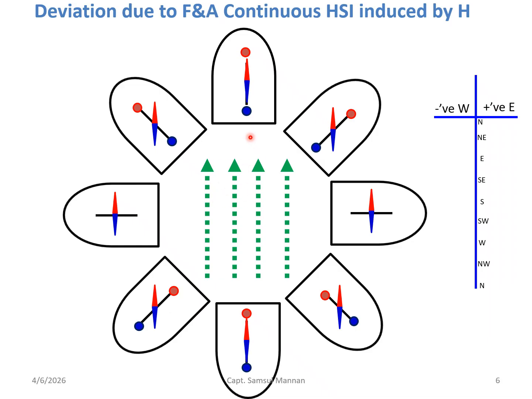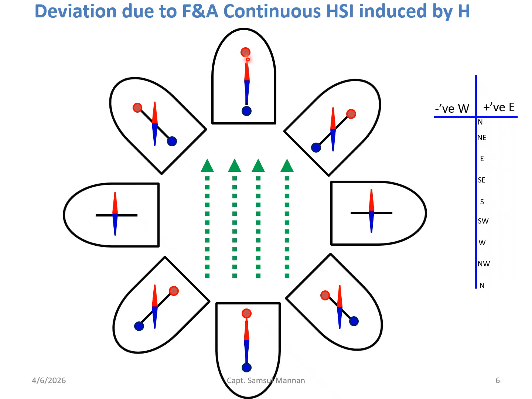So from this picture you can see that when the vessel is on the 000 degree course, it will have some blue pole on the stern, right? And when the vessel is on the 180 degree course, it will have a blue pole at the forward, right? Why? Because it is an induced magnet, right? So let us see what happens for different headings. What will be the impact of this fore and aft HSI on this compass needle?